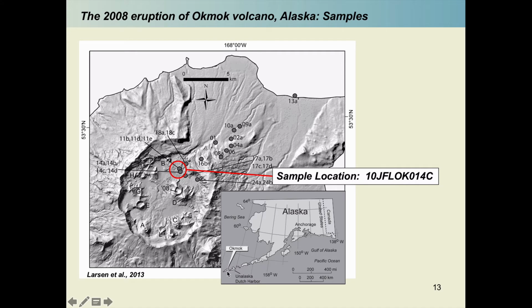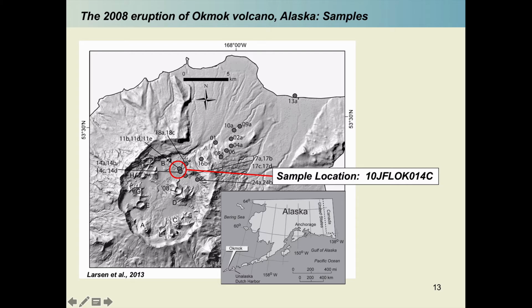So just a reminder, I think we've talked about Okmok before. Okmok is located in the eastern Aleutian Islands. It's about 100 kilometers to the southwest of Dutch Harbor on Unalaska Island here. In this map, you can see Anchorage is about 800 plus miles to the northeast from Okmok. So the Aleutians are a really long island chain, and Okmok is just in the easternmost part of that.